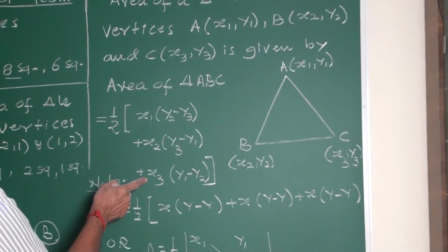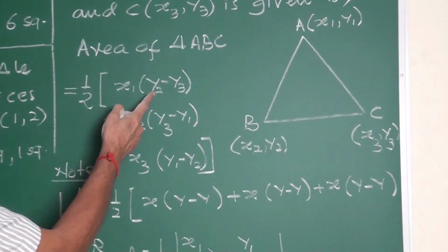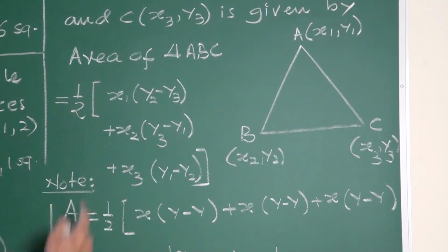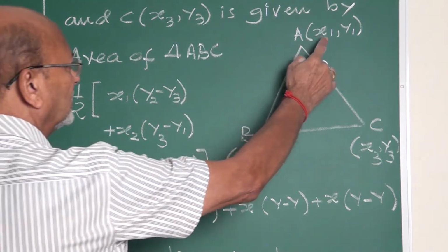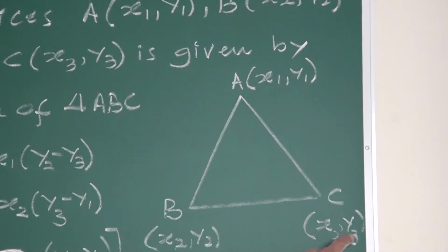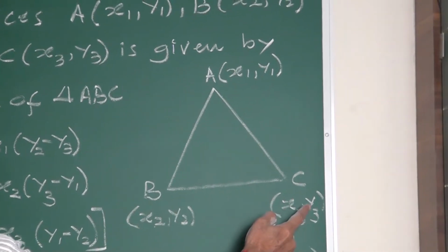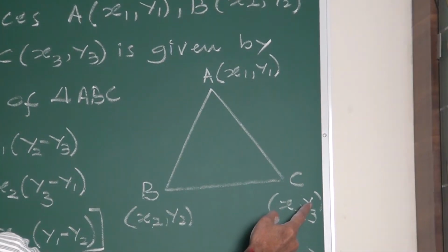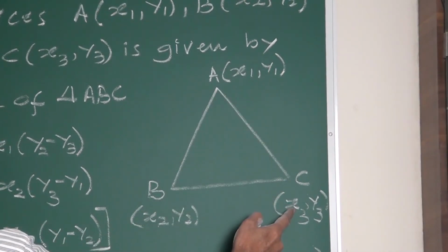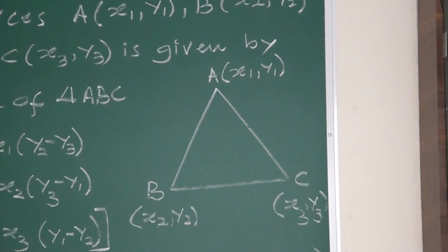See, x1, x2, x3, they are the x coordinates, always outside. What about this bracket? They are the difference of y coordinates. If you start with first here, x1, you have to leave that coordinate. Next is what? y2 minus y3. Then after x1, next comes x2. You have to start with the next difference of y coordinates, y3 minus y1, plus x3 into, leaving it, the next difference of y coordinates, y1 minus y2.